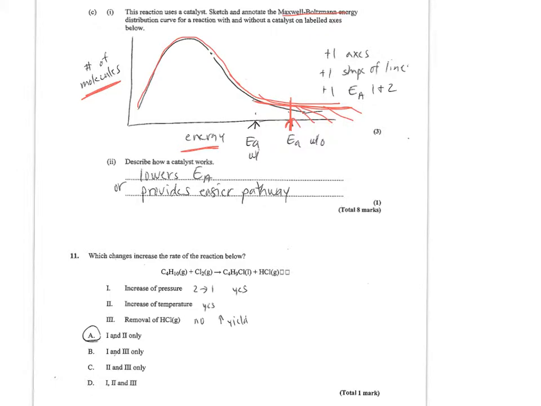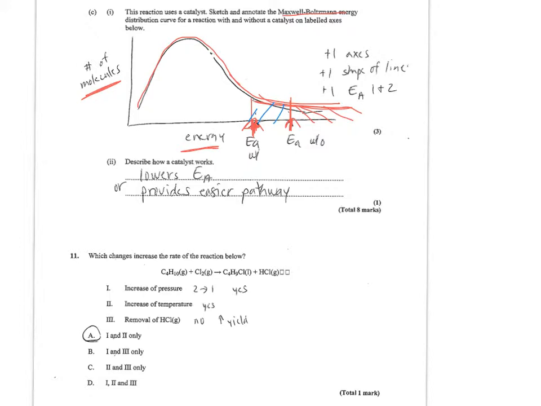The catalyst lowers the bar. Now suddenly only this much energy is needed to be successful. And so now we add this many more successful collisions and increase the reaction rate. So on the curve, they expected you to be able to properly label the axes, have the correct shape of the line, and then be able to show how activation energy changes on the graph with and without the catalyst. Describe how it works. You could have simply said it lowers activation energy, or it provides an easier pathway.